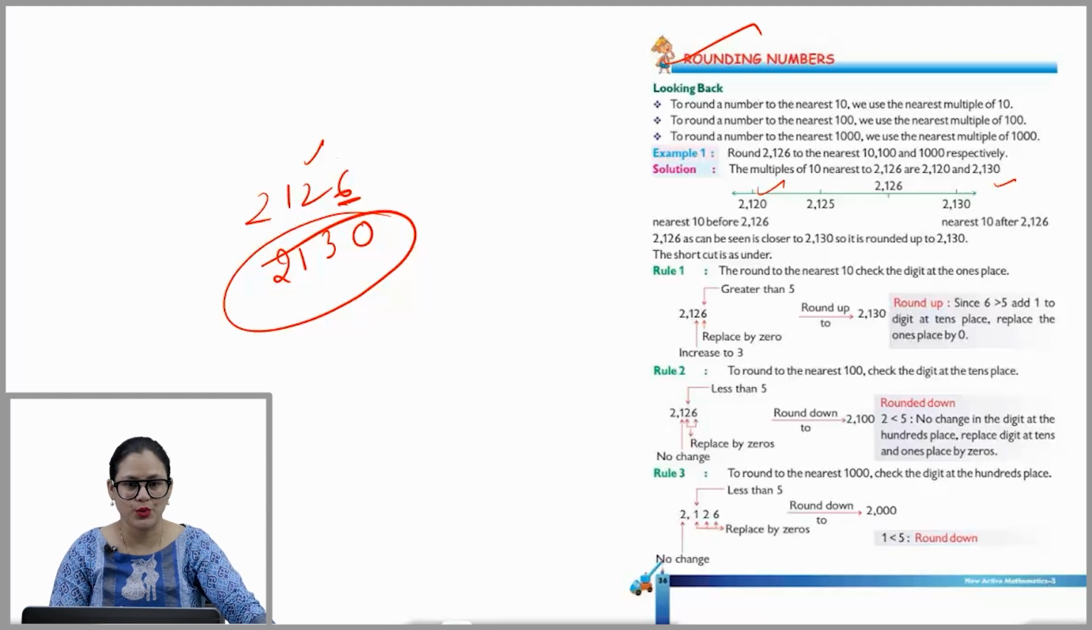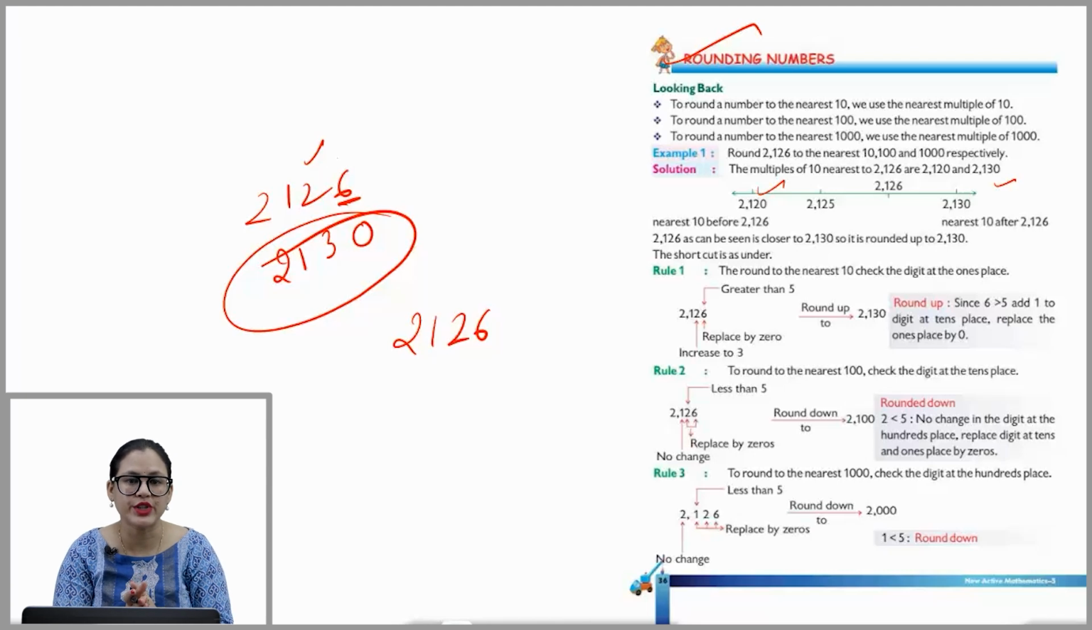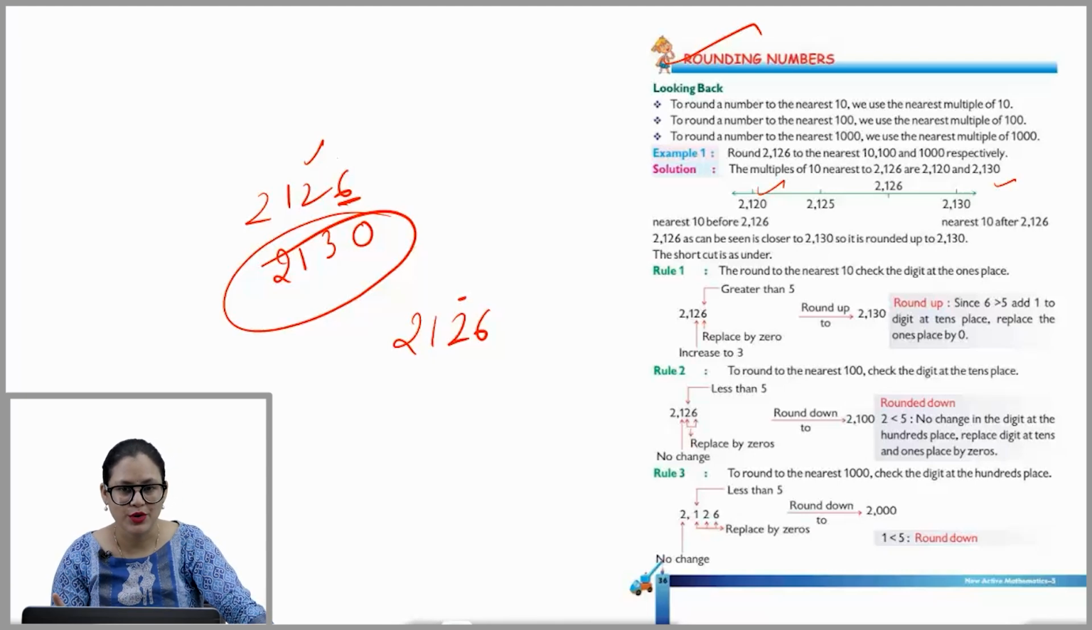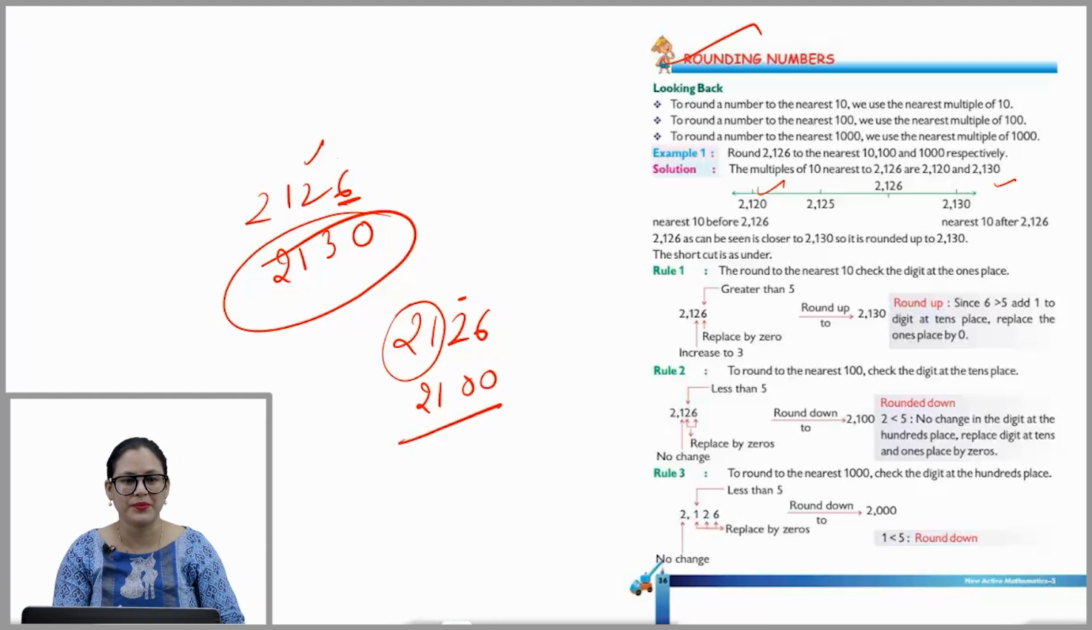Rule 2, to round to the nearest 100, check the digit at the tens place. In 2126, we have to check the digit at what? Tens place, because now we are rounding off to the nearest 100. 2 is less than 5, so no change in the digit at the hundreds place. Replace the digits at the tens and ones place by 0, and there will be no change in the other digits. So 2100 is the answer.